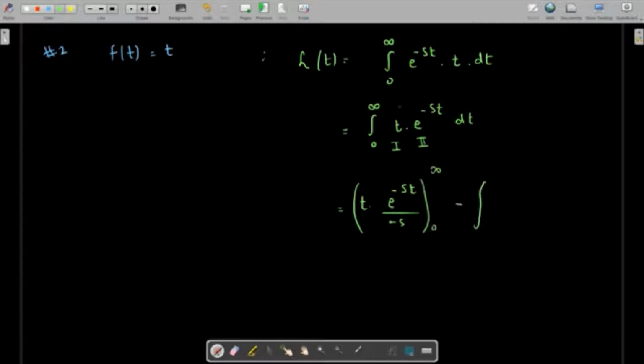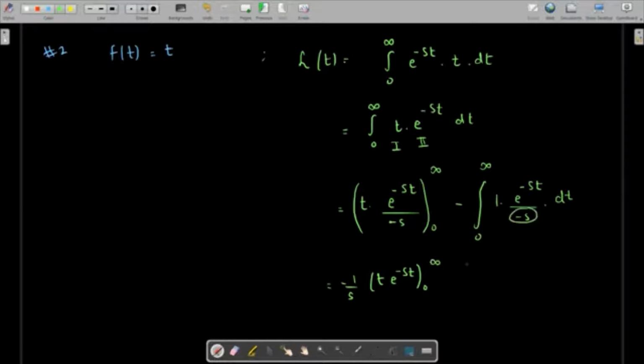Minus integration of differentiation of the first term. The differentiation of t is 1, and integration of the second term, e raised to minus st, is e raised to minus st over minus s, and this should again be integrated within the limits of 0 to infinity. Minus 1 over s is a constant, and we are left with t times e raised to minus st within the limits of 0 to infinity.